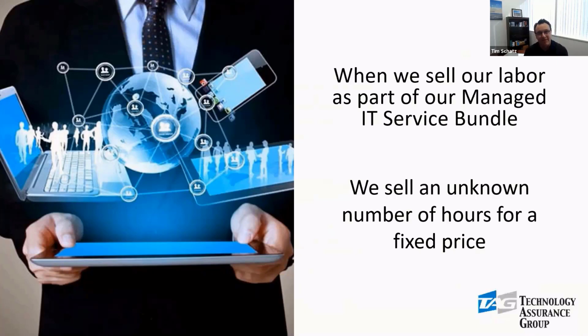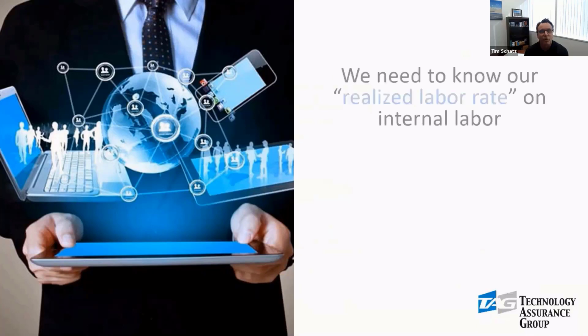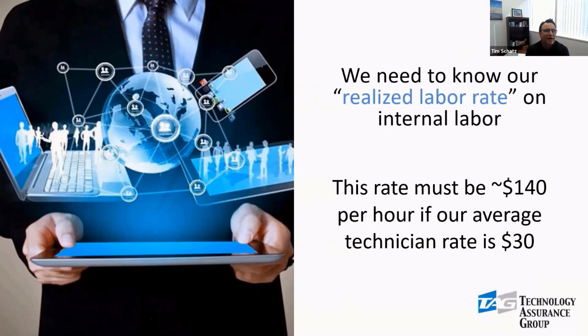Well, pricing it properly, like we talked about last week, is key, but we also have to know and calculate what our internal labor's realized labor rate is. This rate must be about $140. If that internal technician rate, your direct hourly rate, averages $30, then this number's got to be about 140 if we want to gross 50% gross margins.